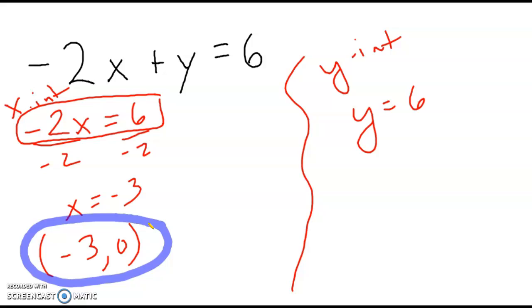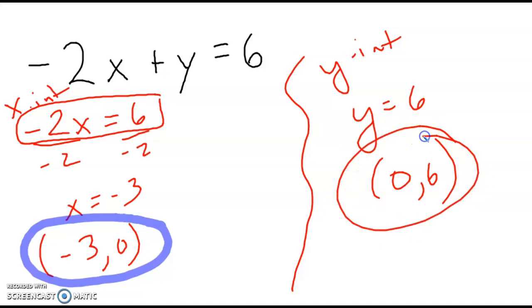So you get y equals 6. But then remember, my ordered pair is (0, 6). So the y-intercept is (0, 6).